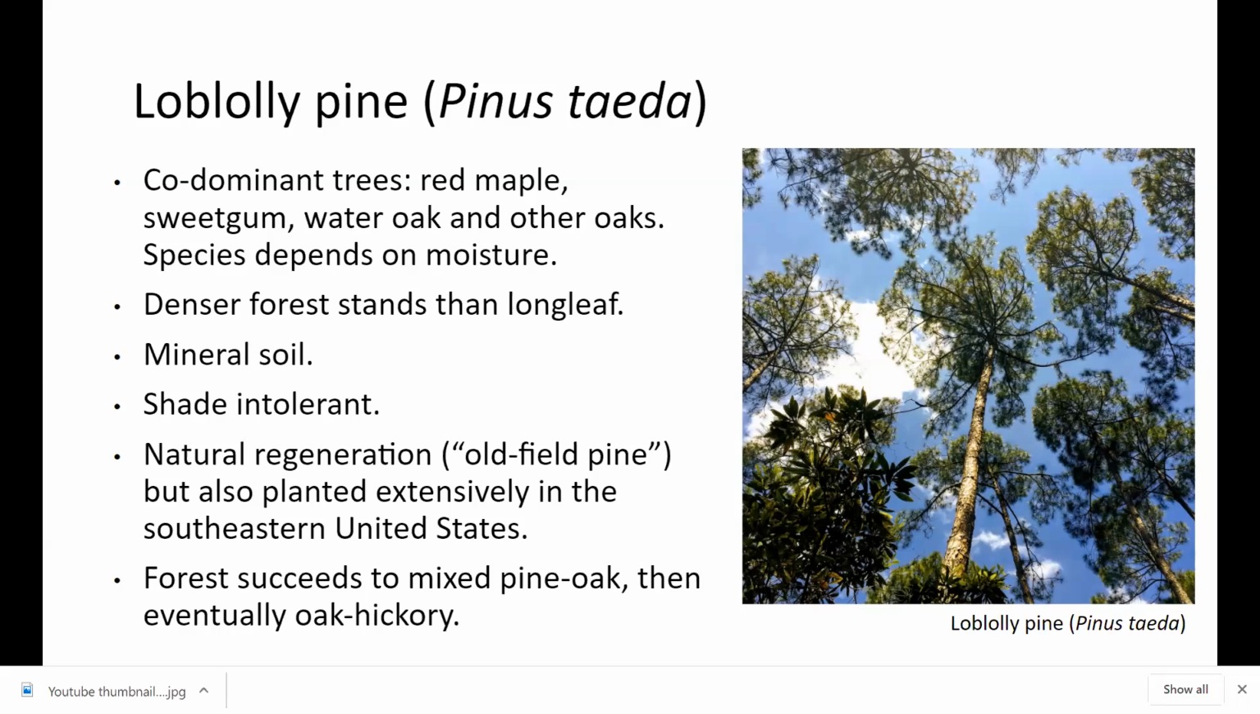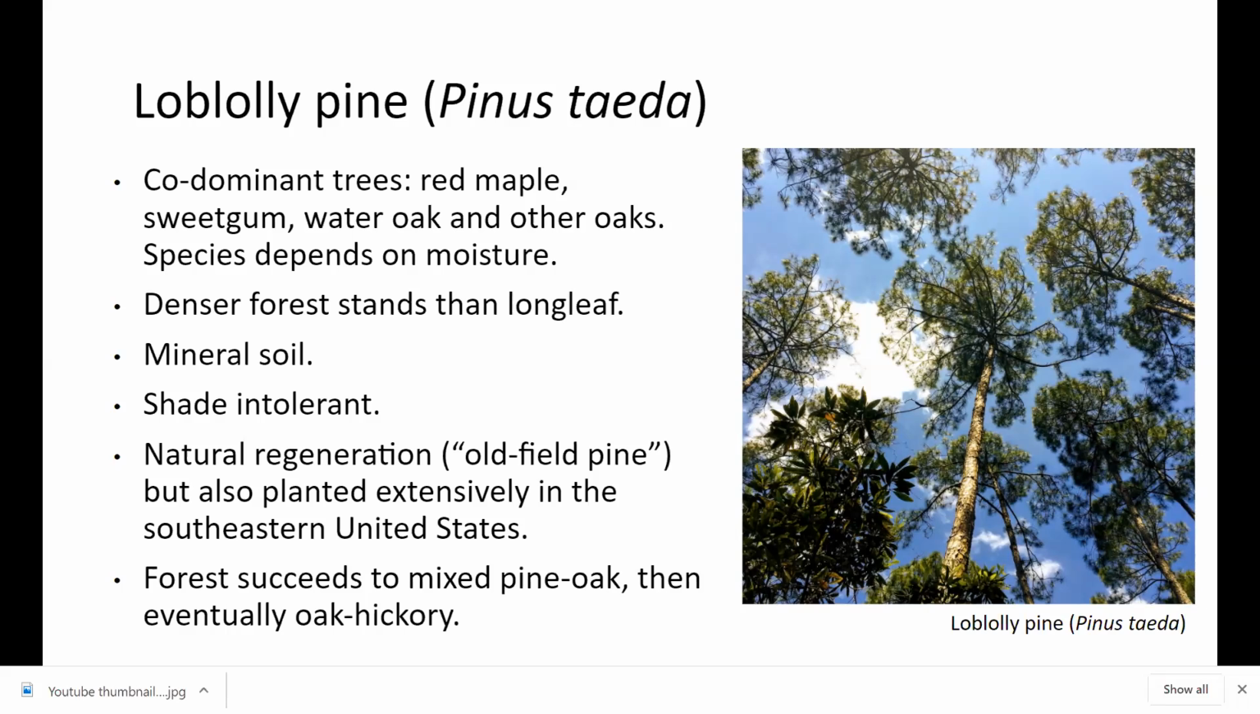So other trees do occur with loblolly, not so much in plantations where they're actively suppressed, but if you see a stand that's regenerated on its own, you also see red maple, sweet gum, water oak, some other oaks. That exact mix of species depends on the moisture of that site. Loblolly tends to form denser forest stands than longleaf, so you're going to see a pretty dense forest structure. Like the other pines, it grows only on mineral soil and it's shade intolerant, so you will not walk into a stand of loblolly pine in the shade, for example, and see pine seedlings on the ground, right? They need open.